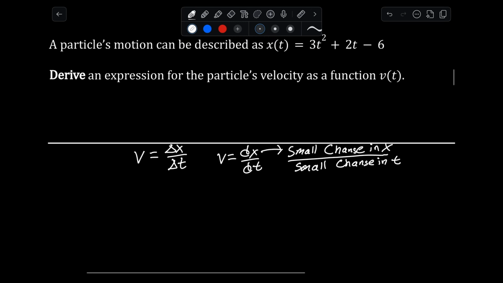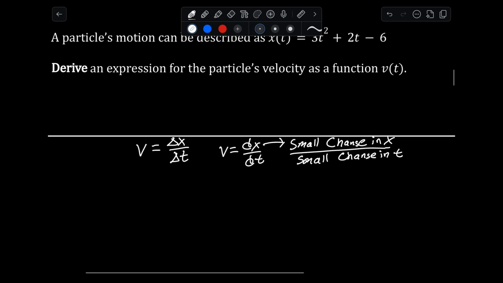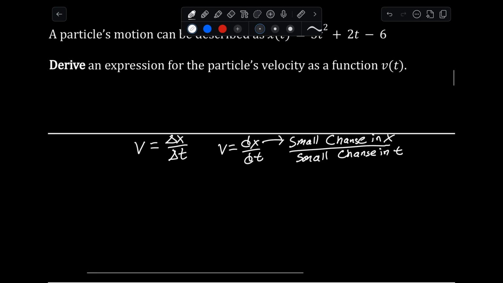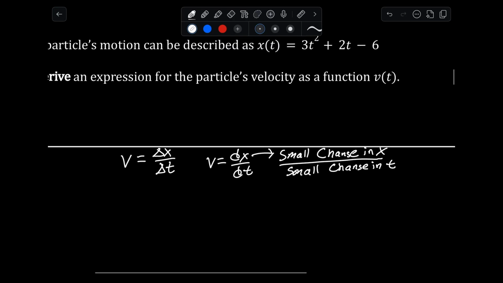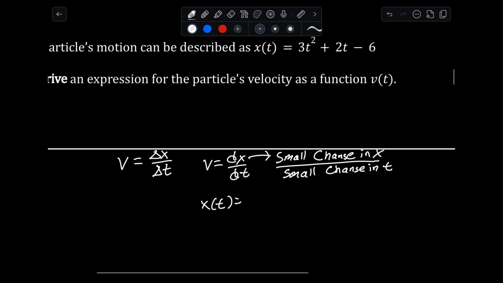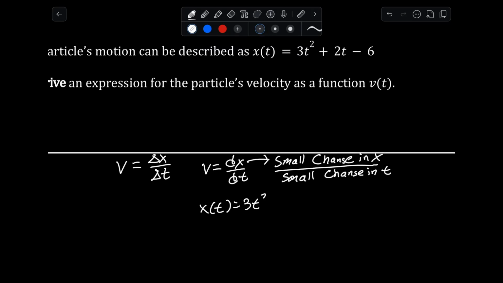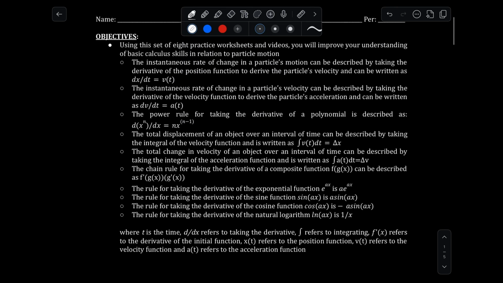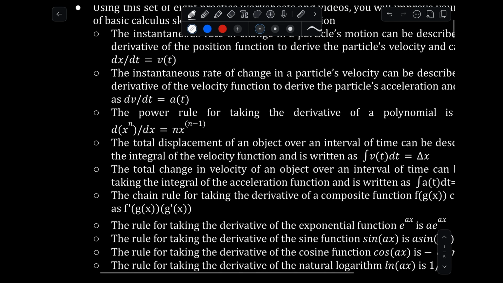And there are a couple of rules for solving this, but the main one that you will be using, and this will be on your equation sheet for AP Physics C, is, if you know a function's position, x of t is 3t squared plus 2t minus 6, there's actually a formula that you can use, and it's listed on this equation sheet right here. It's called the power rule.